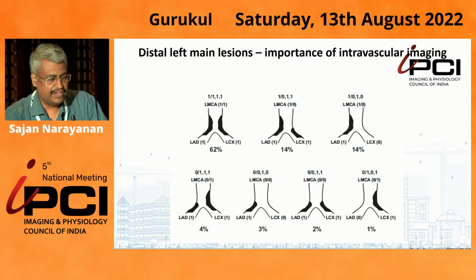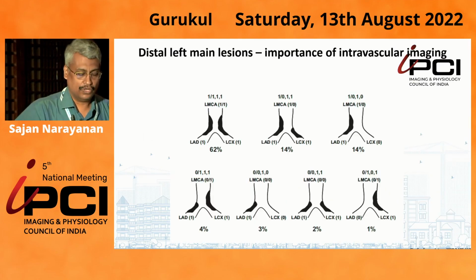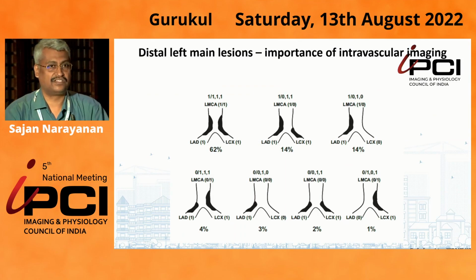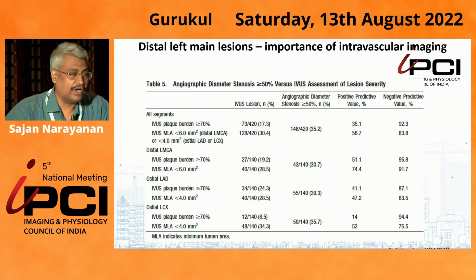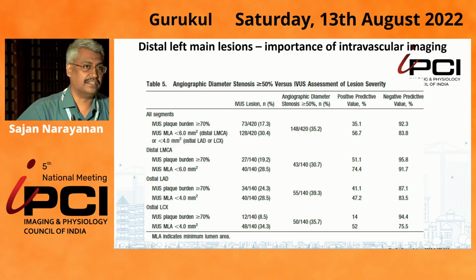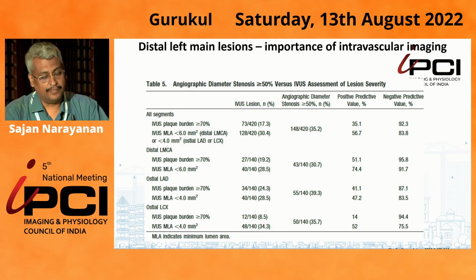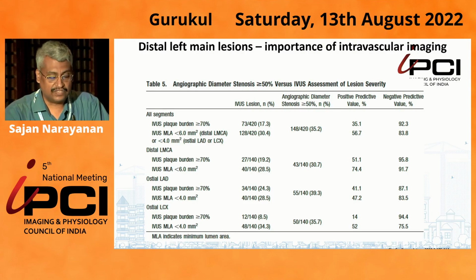And we know that very few lesions will be limited to the ostium of the LAD or circumflex. In the majority of cases, there will be lesions extending proximally into the left main. This group also showed that the positive predictive value of angiogram in detecting a lesion in the distal left main is rather low. So in patients who have angiographic lesions limited to the ostium of the LAD or circumflex, it's better to perform intravascular imaging to detect any plaque extending to the left main. Most often it will be there.